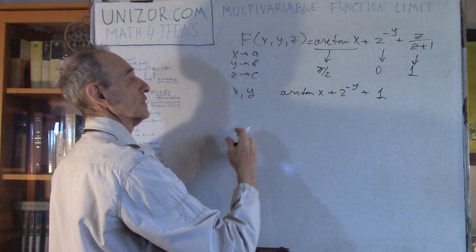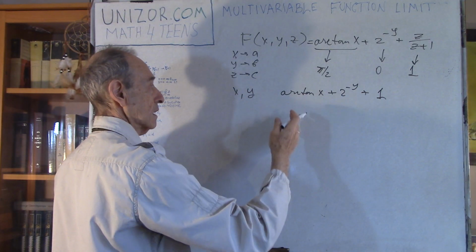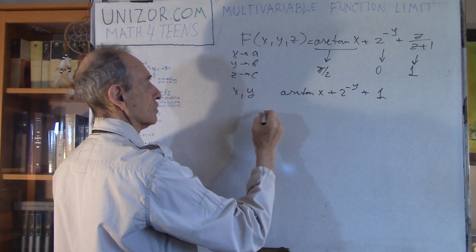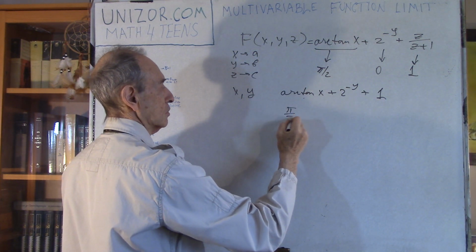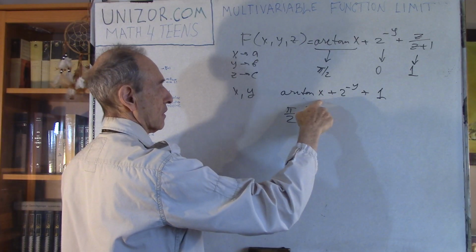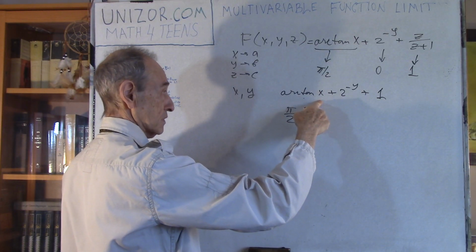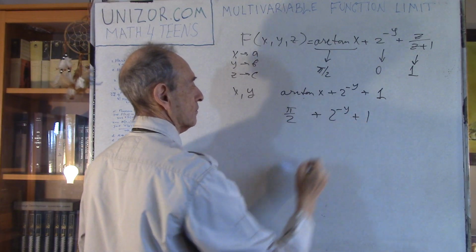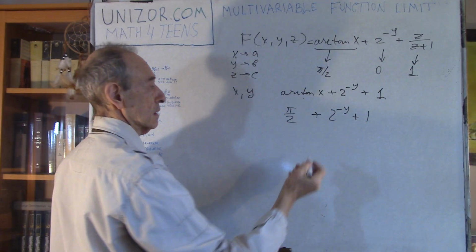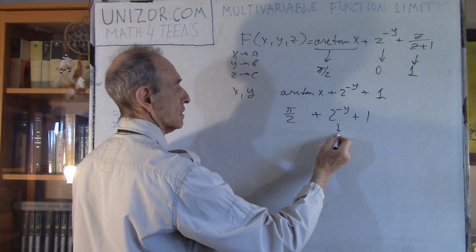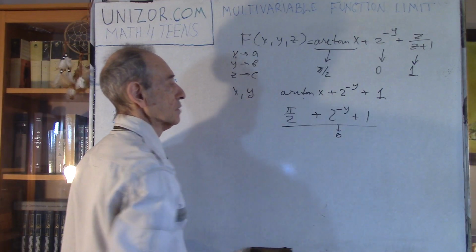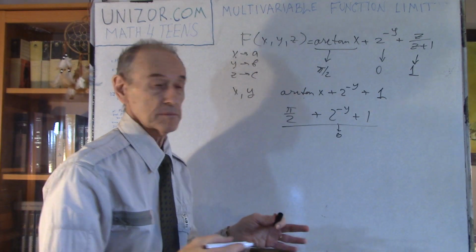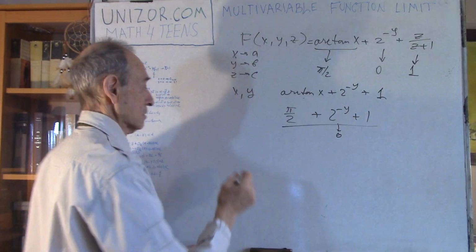Now let's say fix y and do only the x. What happens? Well, the function would be pi over 2, because the limit of arctangent of x, if x goes to infinity, is pi over 2, plus 2 to the minus y plus 1. And finally we go by y. So if y goes to infinity, this goes to 0, and the result will be the same. Now, if you do it in a different sequence, it will still be the same. But let's consider a different function.